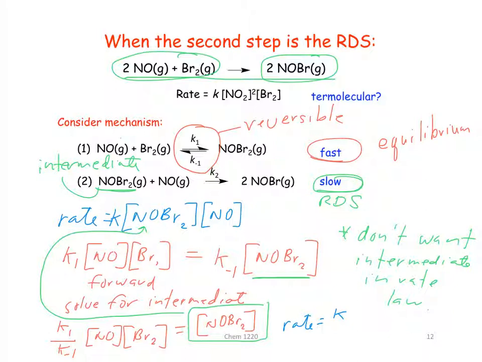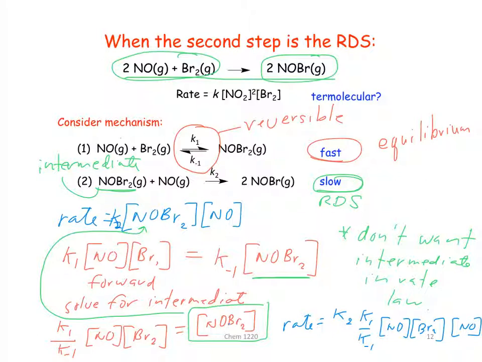Is that how I want that? No, that should have been K2. So K2, and we're going to substitute that in, so we're going to have K1 over K minus 1 times NO times BR2, and times NO.